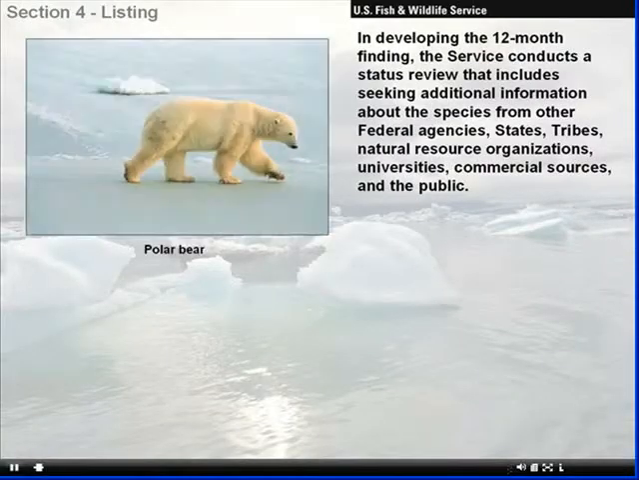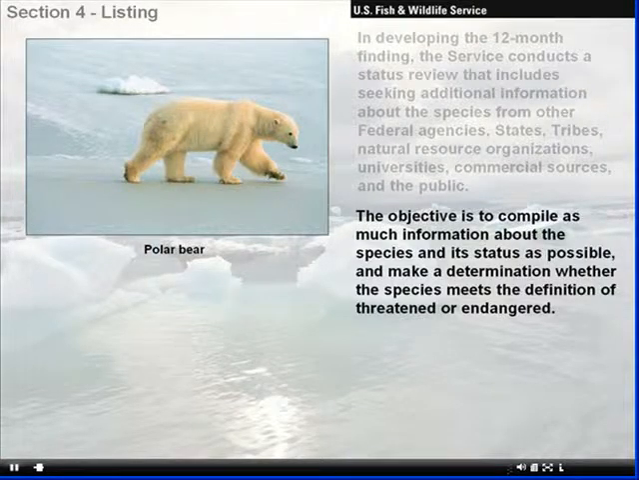In developing the 12-month finding, the service conducts a status review that includes seeking additional information about the species from other federal agencies, states, tribes, natural resource organizations, universities, commercial sources, and the public. The objective is to compile as much information about the species and its status as possible and make a determination whether the species meets the definition of threatened or endangered.